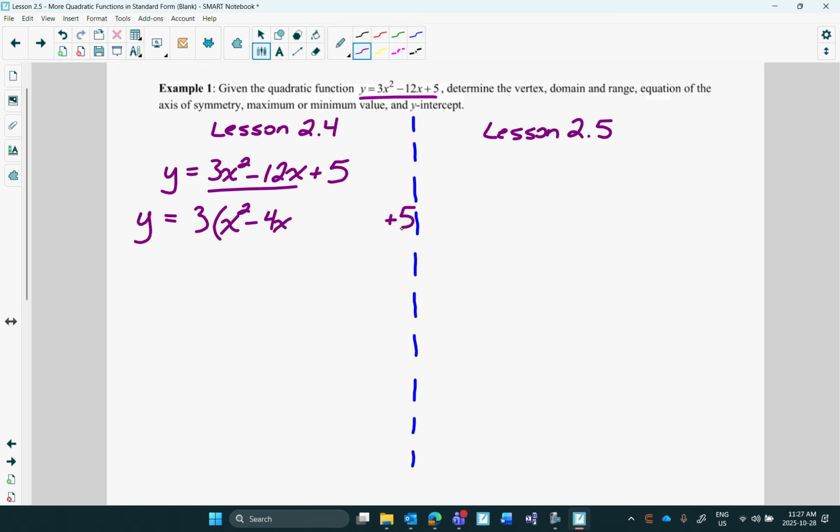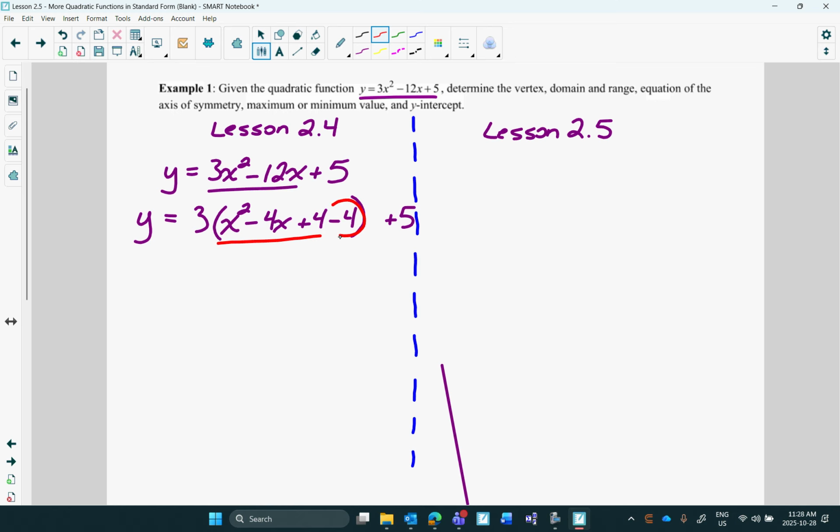So now I have to figure out what do I have to add and then subtract to keep it balanced so that I can factor this into a binomial squared. How do I figure out what to add and subtract? Remember? Half squared. So plus 4 minus 4. Remember, that's still part of the taking out the 3. So this is the part that's factored.